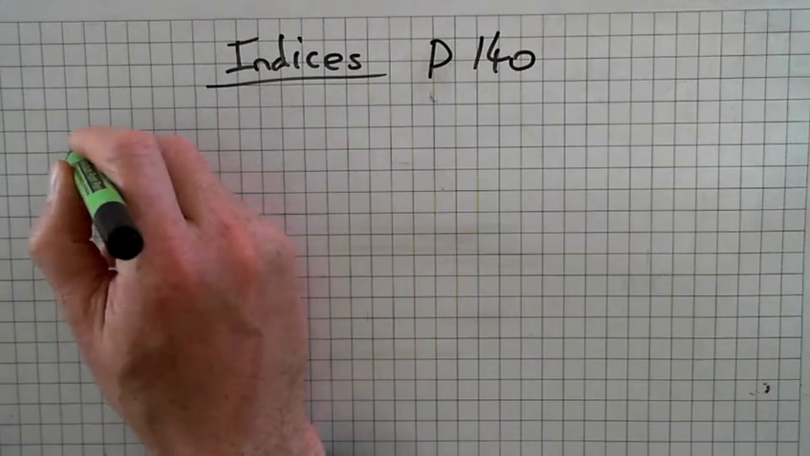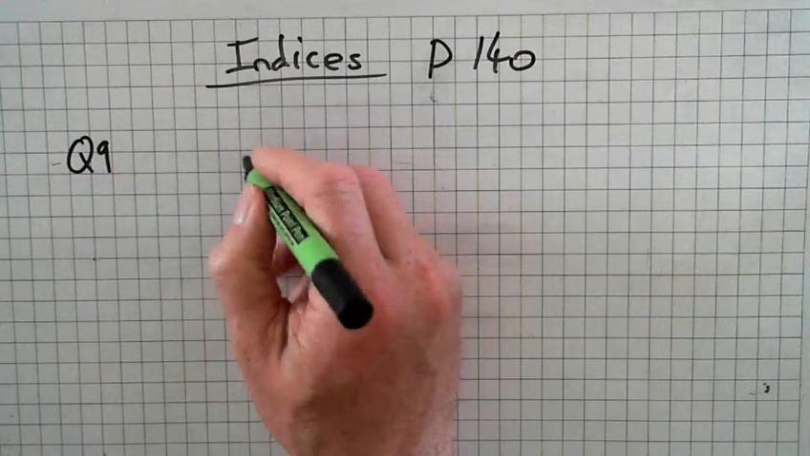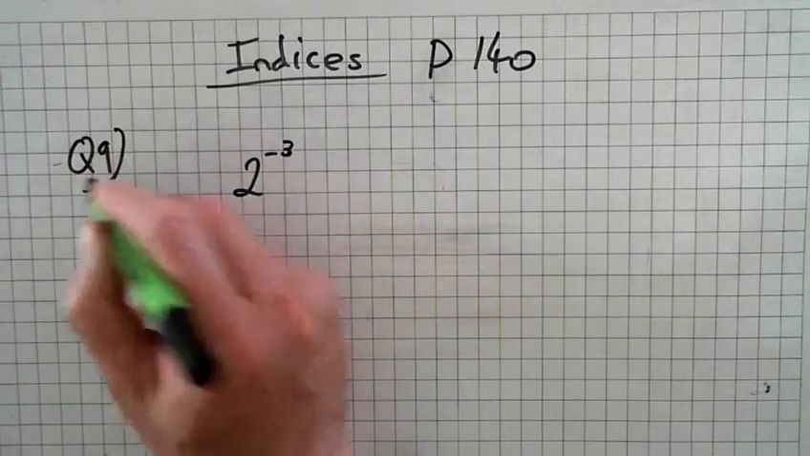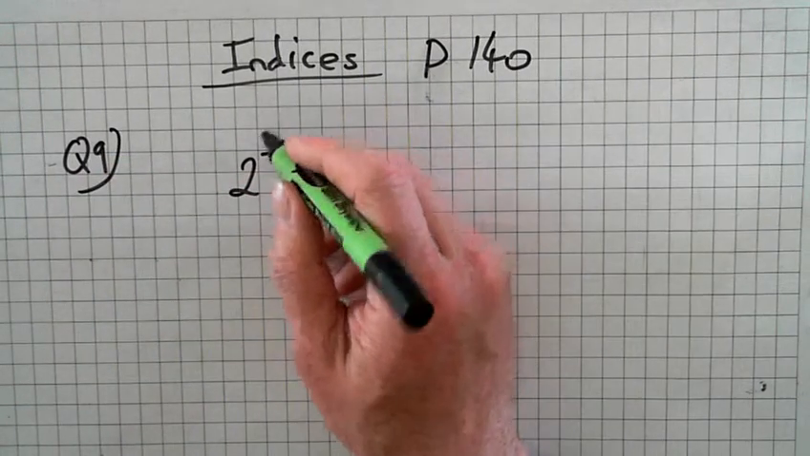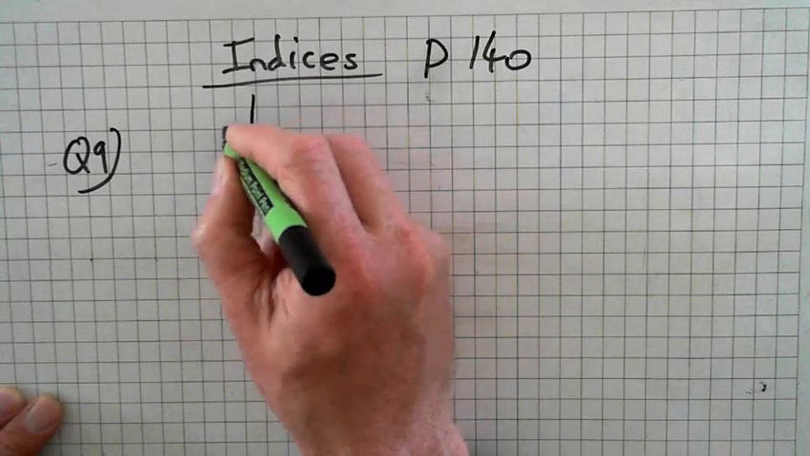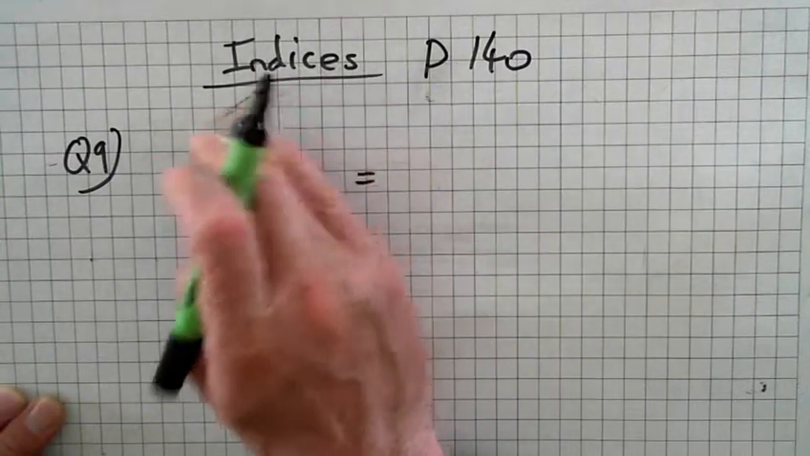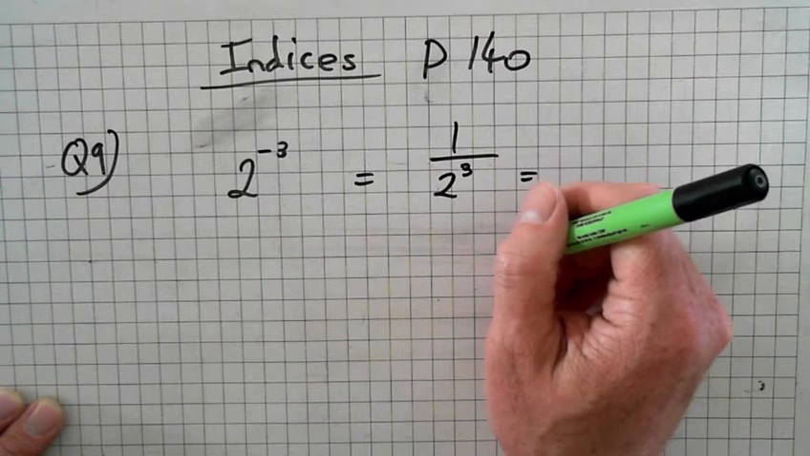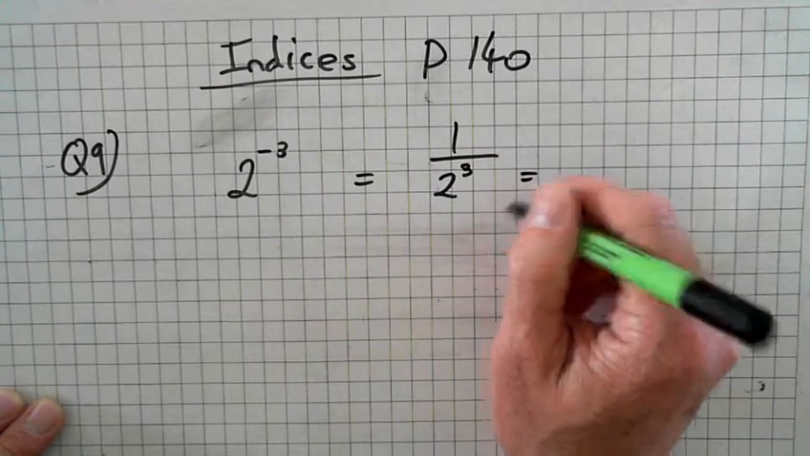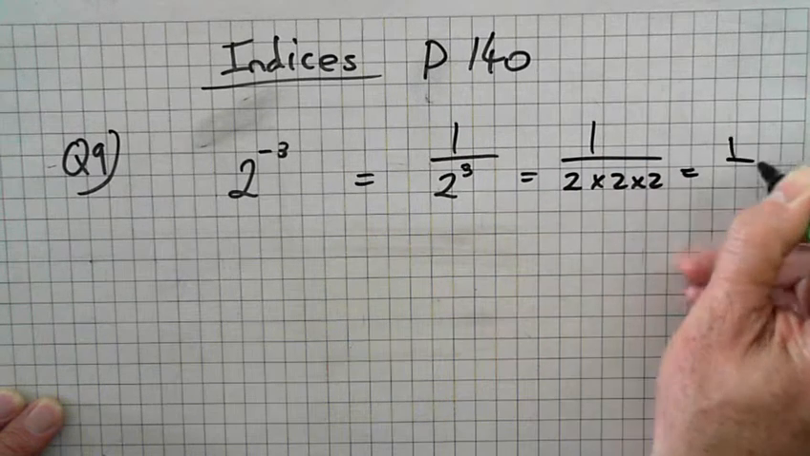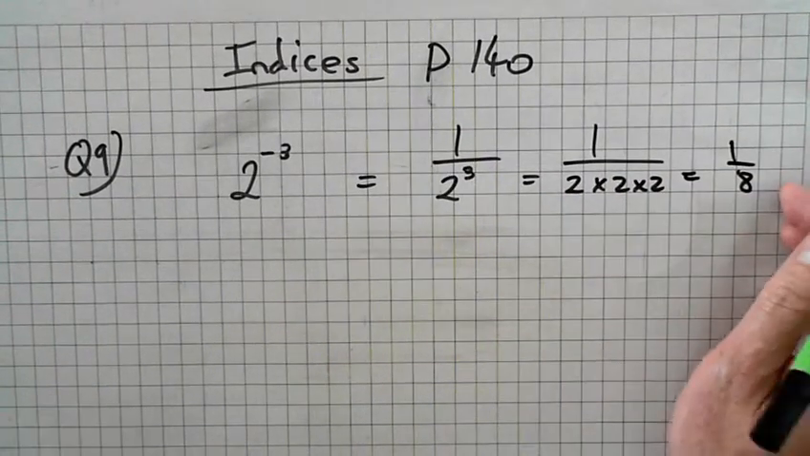All right, question 9. Write the following as fractions. 2 to the minus 3. All right, so I said before that you can take that minus and turn it around and put it on top. What do you get? 1 over 2 to the power of 3. It's 1 over 2 to the power of 3, which is 1 over 2 times 2 times 2, which is equal to 1 over 8.